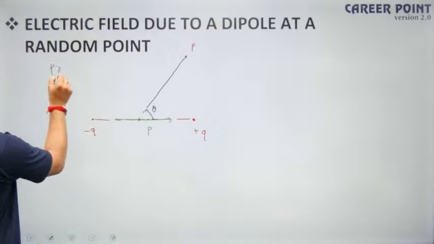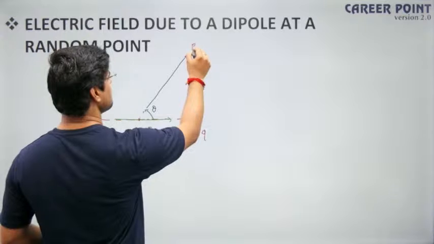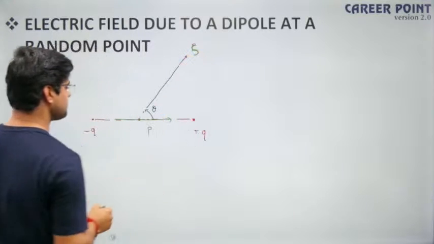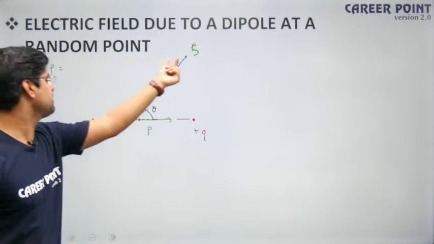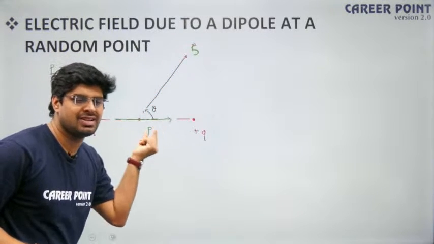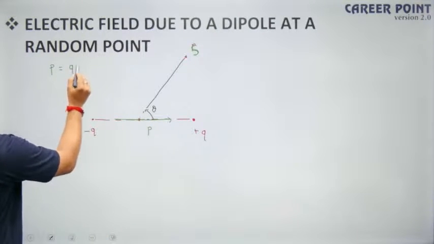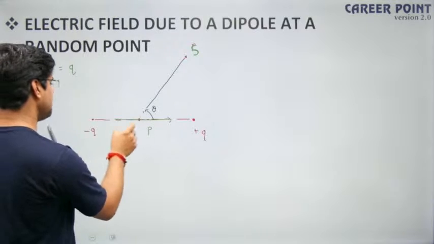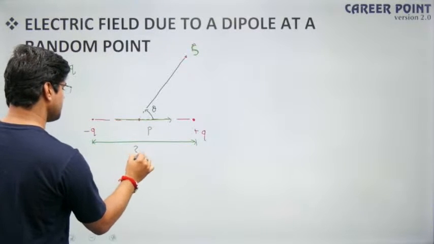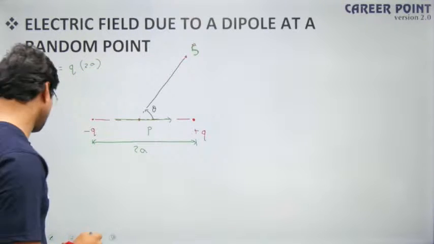This dipole moment is P. Let's consider this point as something else, let's say this point is S. Okay, this point is S. So we are finding electric field at point S due to this dipole, such that the dipole moment is denoted by P. Now this P can be written as q, that is the magnitude of charge, into the distance between them. How much is the distance between them? 2a. So q into 2a is the magnitude of dipole moment P.